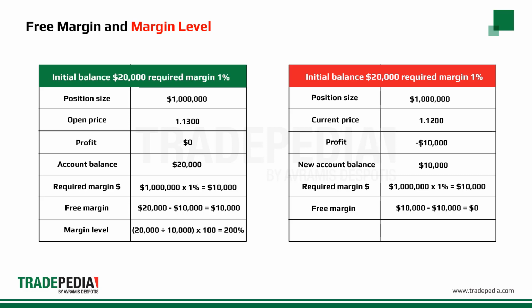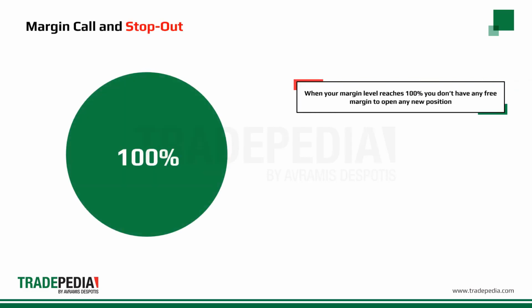Free margin is now the new account balance of $10,000 minus the required margin of $10,000 for the open position, which equals $0, meaning you do not have any more free margin to open any new positions. In percentage terms, your margin level is now the account balance of $10,000 divided by the required margin of $10,000, which equals 100%. When your margin level reaches 100%, you don't have any free margin to open any new position. This is the danger zone.